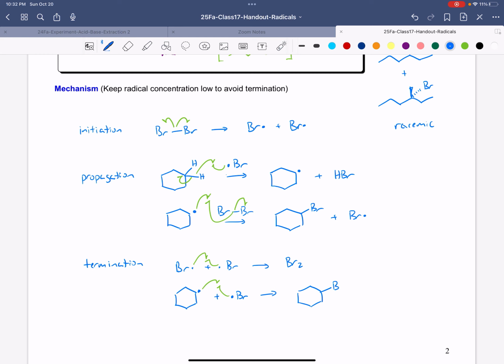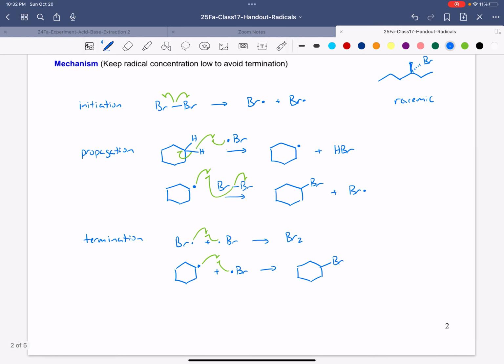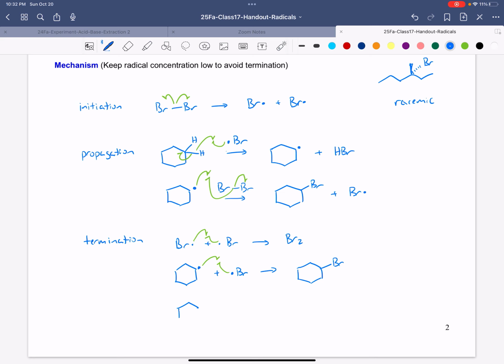I'll add notes in a bit, but propagation is what we really want happening. We want a lot of propagation, not much termination. Because if we get a lot of termination, we'll get a lot of this last one, which is nothing for us. It's very rare that you want a molecule that has nothing, no electronegative atoms attached to it. This is just a hydrocarbon, only hydrogen and carbon.